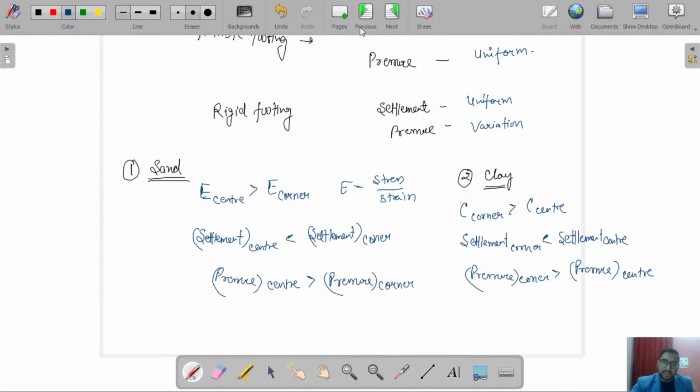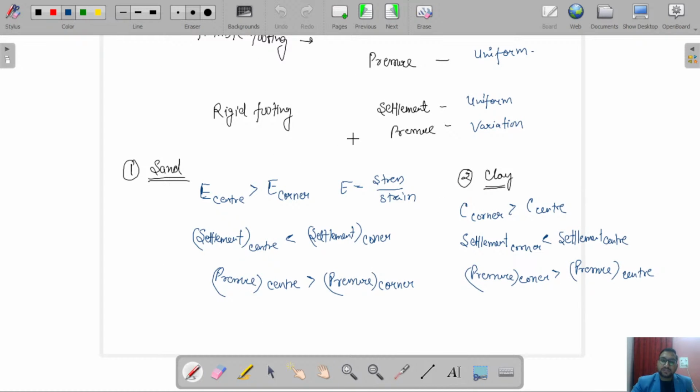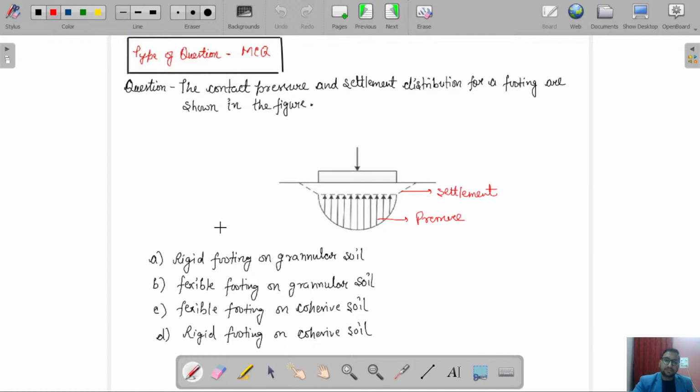Now let's get back to our question. Settlement is uniform, pressure distribution is varying. It means it is a rigid foundation. It is a rigid footing. So rigid footing, this option eliminated. These two options eliminated.